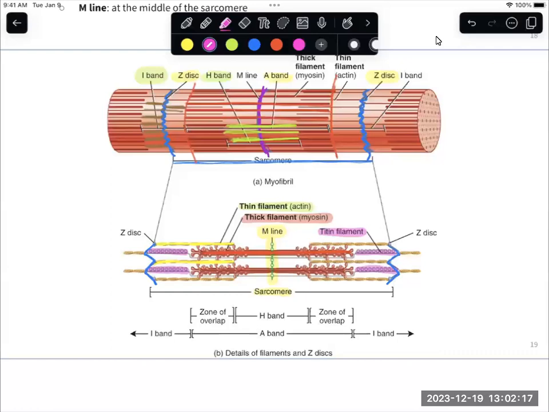So we have that H band that is just thick filaments, that A band, which goes from the end of one thick filament to the other end of thick filaments. And then we have that I band, which is just thin filaments. And then we have this zone of overlap where we have both thick and thin filaments.